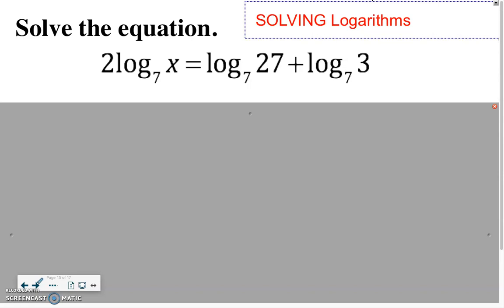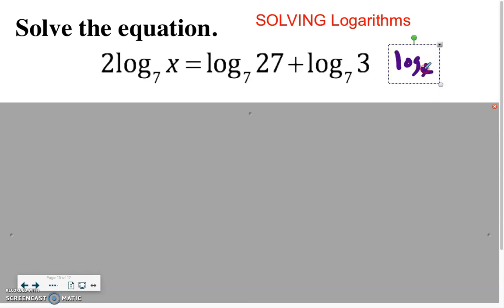So to look at this right now, we have 2 log base 7 of x is equal to log base 7 of 27 plus log base 7 of 3. The first thing I want to do is get these down to be a single log. We want log of some number.